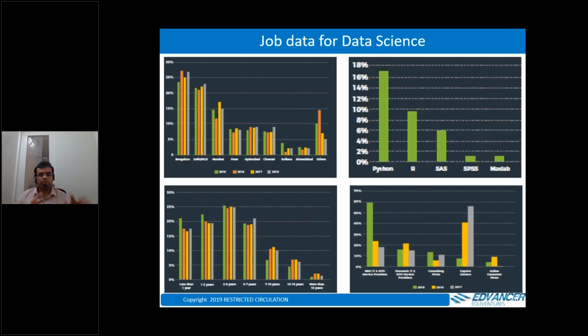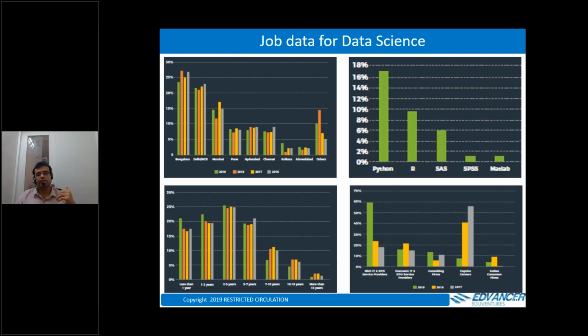So again, from this survey, the charts have been taken. If you look at the chart on the top left corner, where are the most number of jobs? It's in Bangalore, the National Capital Region, and Mumbai. They contribute almost 55 to 60% of the jobs around the country, followed by Pune, Hyderabad, Chennai, etc.